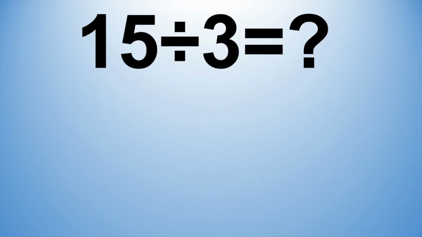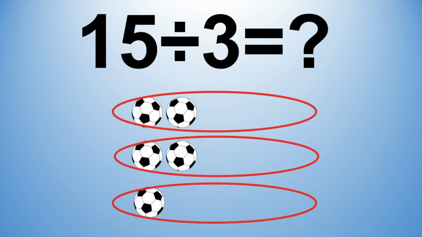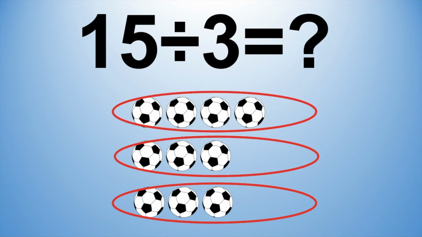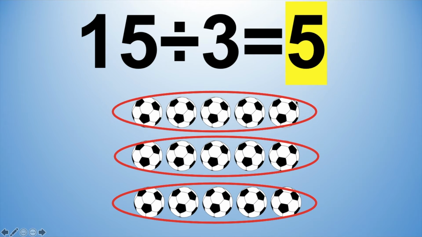Now you can do it another way. Instead of having your 15 soccer balls, you could do just your 3 groups, 1, 2, 3, because you know that you need to split your 15 soccer balls into these groups. And then you could just do one at a time, counting to 15. 1, 2, 3, 4, 5, 6, 7, 8, 9, 10, 11, 12, 13, 14, 15. And then you just count how many is in each group. 1, 2, 3, 4, 5, and your answer is 5.